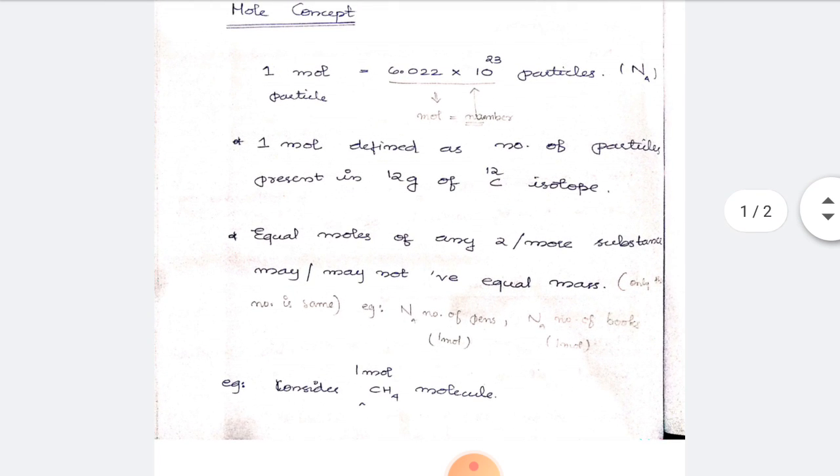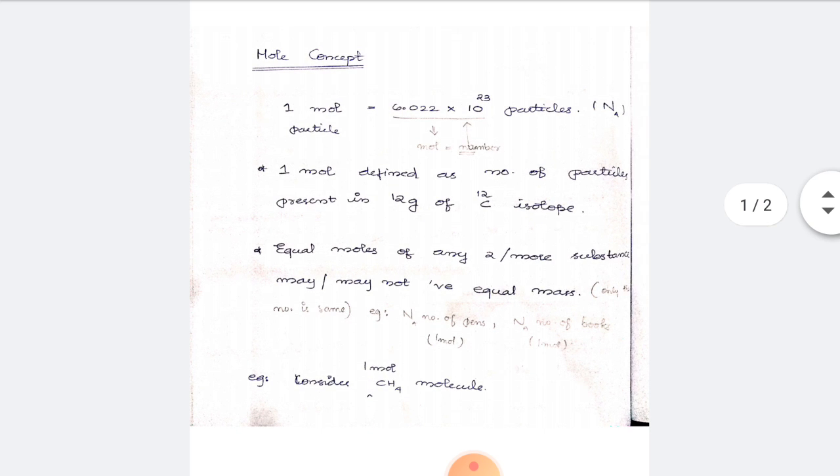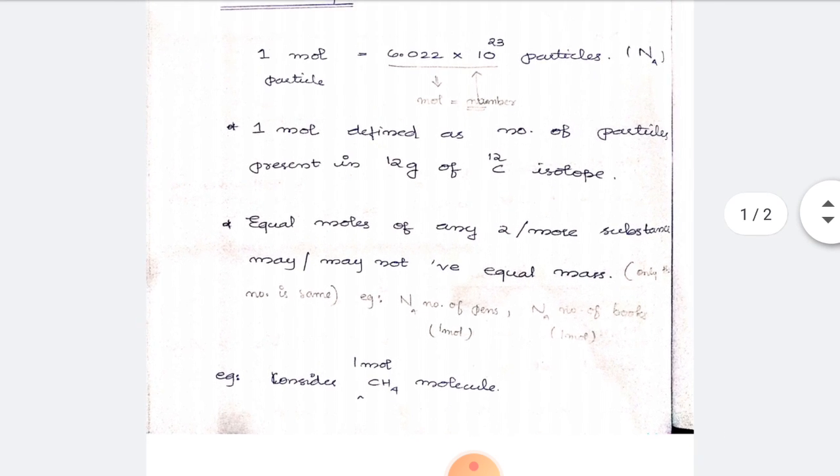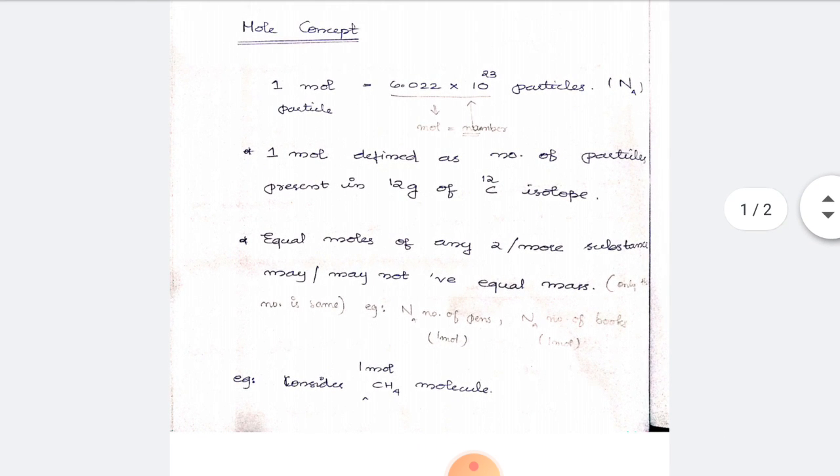Mole concept. 1 mole means 6.022 × 10^23 particles. 1 mole is defined as the number of particles present in 12 grams of the carbon-12 isotope. That is the definition of 1 mole in your NCERT textbooks. And equal moles of any two or more substances may or may not have equal mass. That is another important concept.